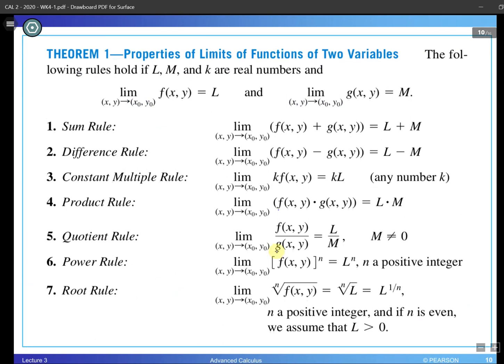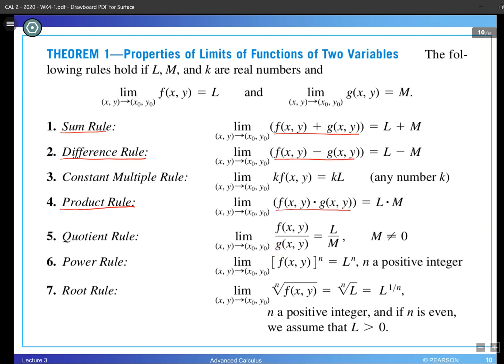The first one here, the sum rule. And let's take a look at the difference rule all together along with the product rule. What they say right here is that if you have an operation between two functions like this, f plus g, or f minus g, or f times g.